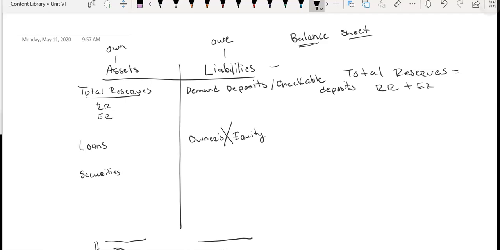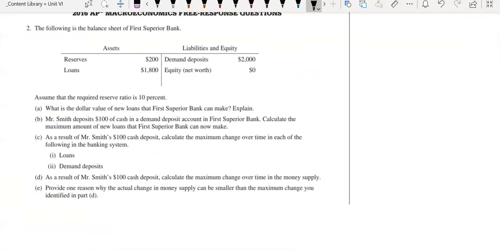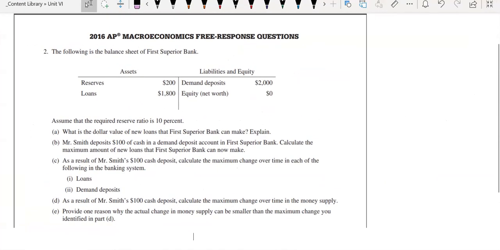Now, why does this matter? Well, because you're going to see questions that look like this, right? And so with questions that look like this, you're going to ask yourself, okay, what's going on here? So you can get a lot of information from this balance sheet. So let's take a look, and first let's highlight a couple things. First, we can see that we have a balance here, right? We have $200 in reserves and $1,800 in loans, and we have $2,000 in demand deposits. 2,000, 2,000. So we have the balance that I was talking about, right? But we can glean a lot of information out of this.